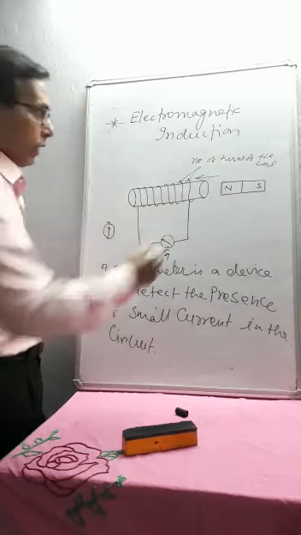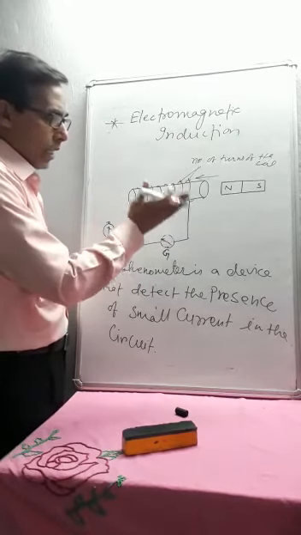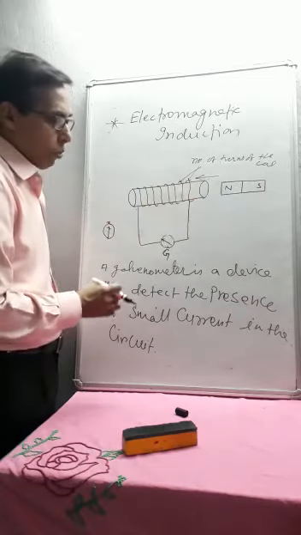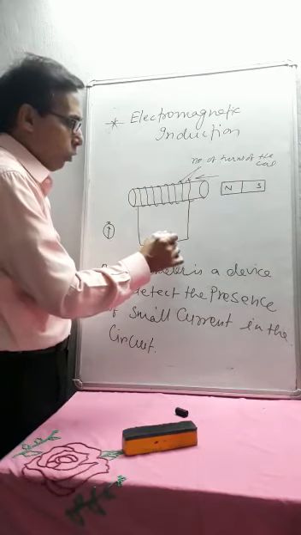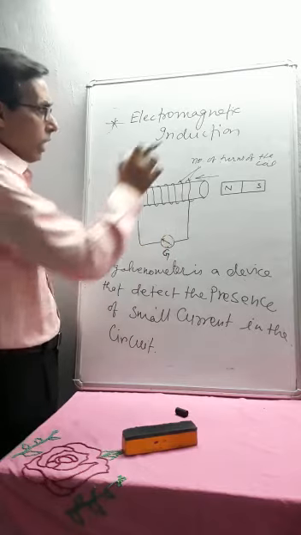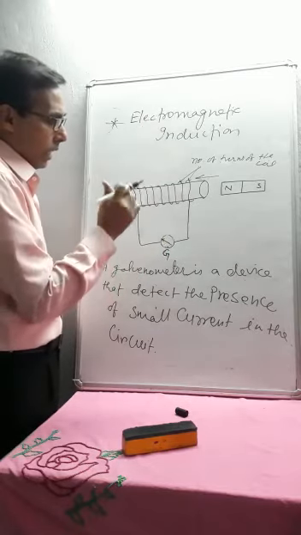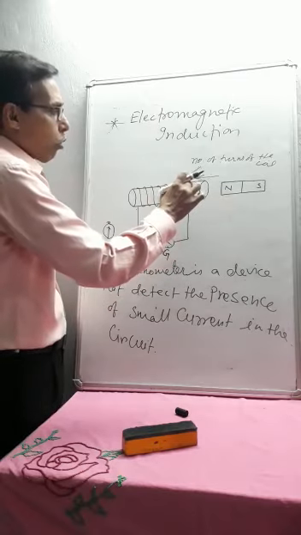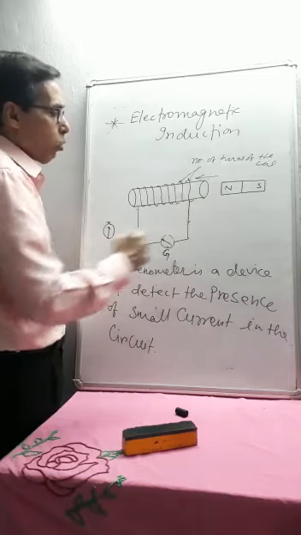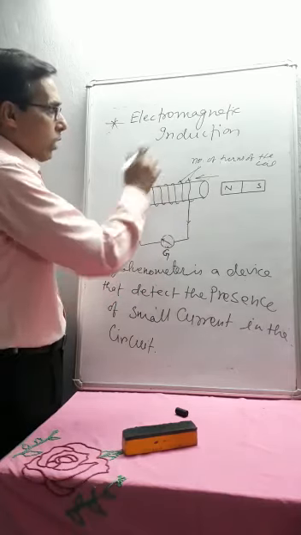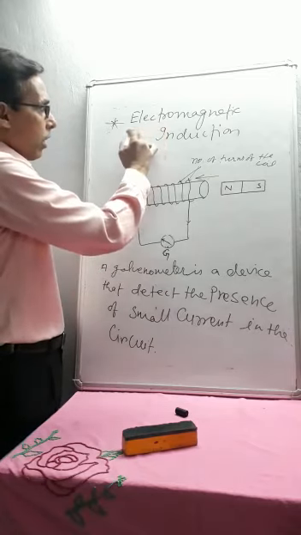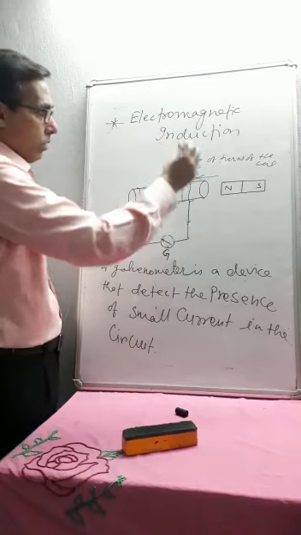What do you observe from this activity? When there is a relative motion, either the magnet is in motion or the coil is in motion. In both cases, a momentary current flows in the coil, due to which the galvanometer shows deflection. Now what is electromagnetic induction? When there is a relative motion between coil and magnet, an induced current is produced in the coil, and this phenomenon is known as electromagnetic induction. The electric generator is based on this principle, electromagnetic induction. Thank you.